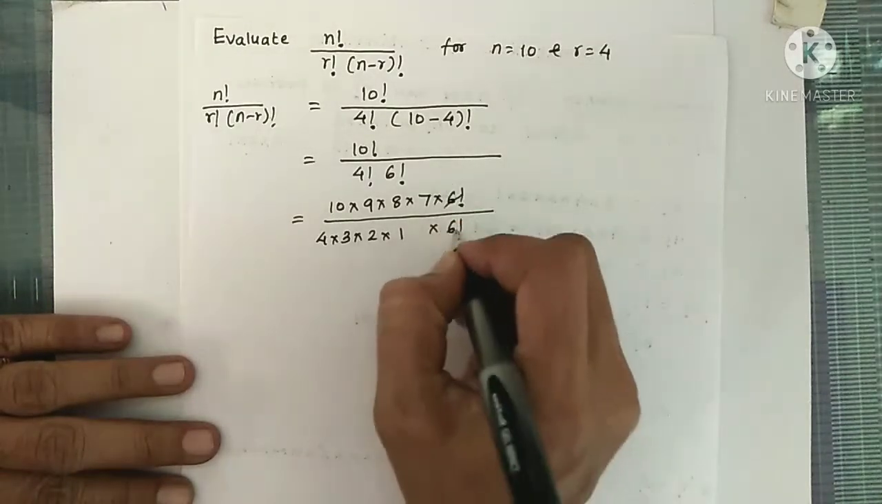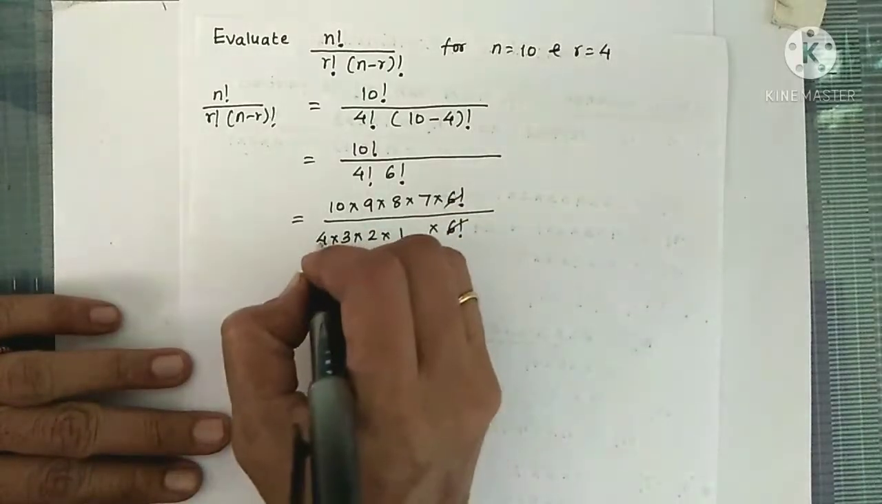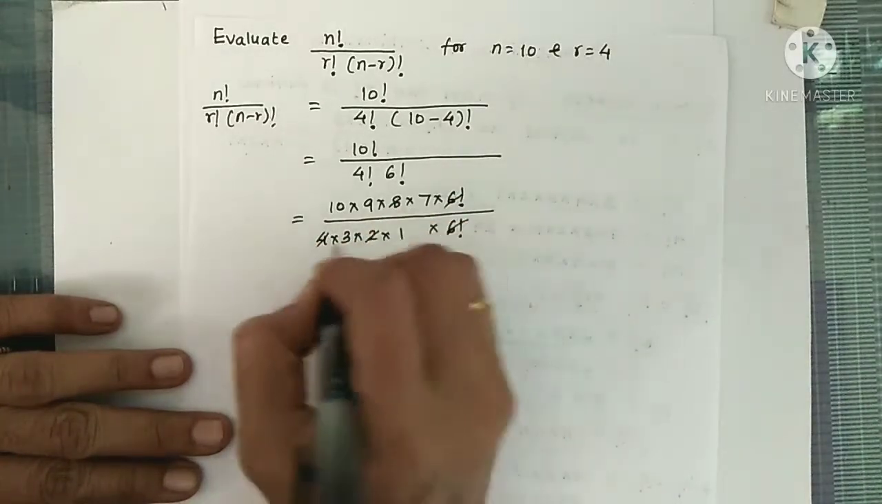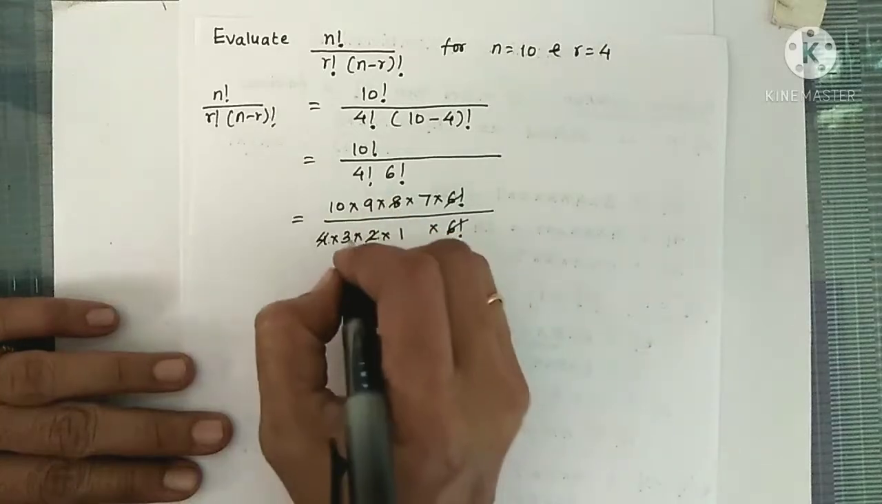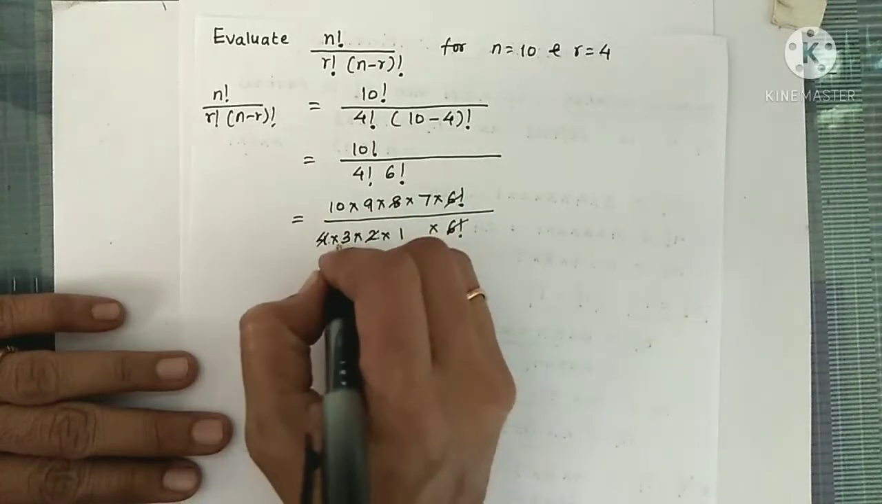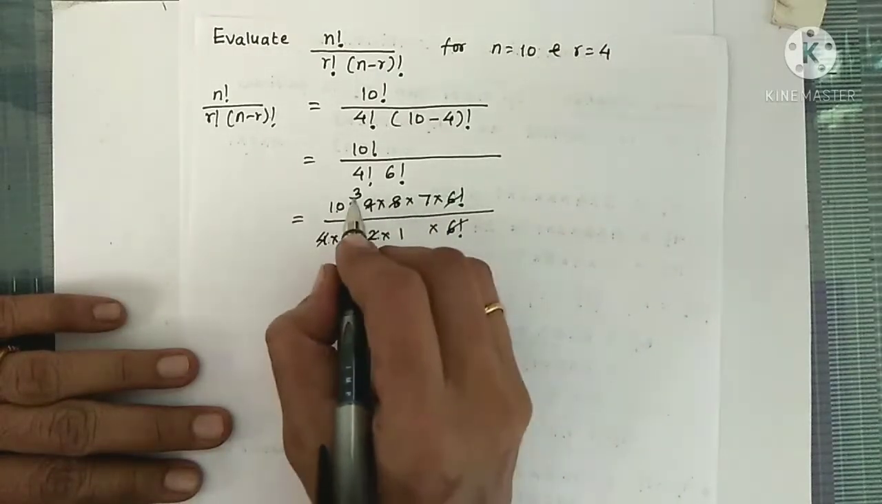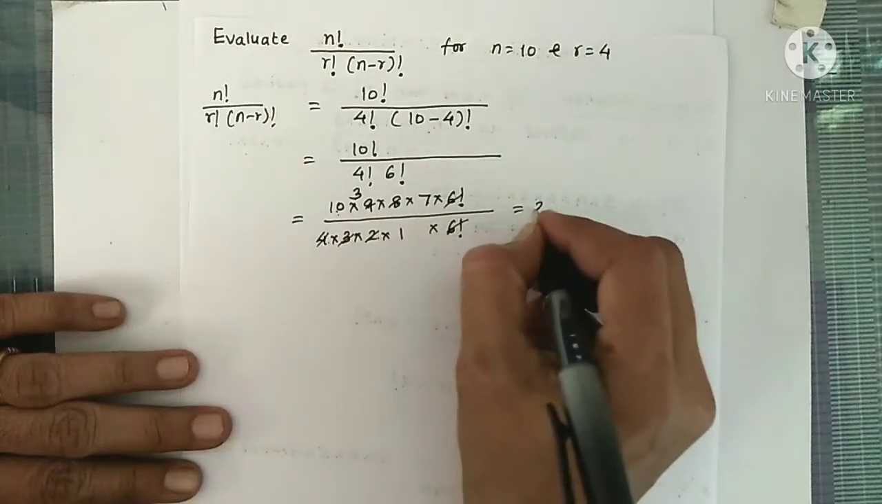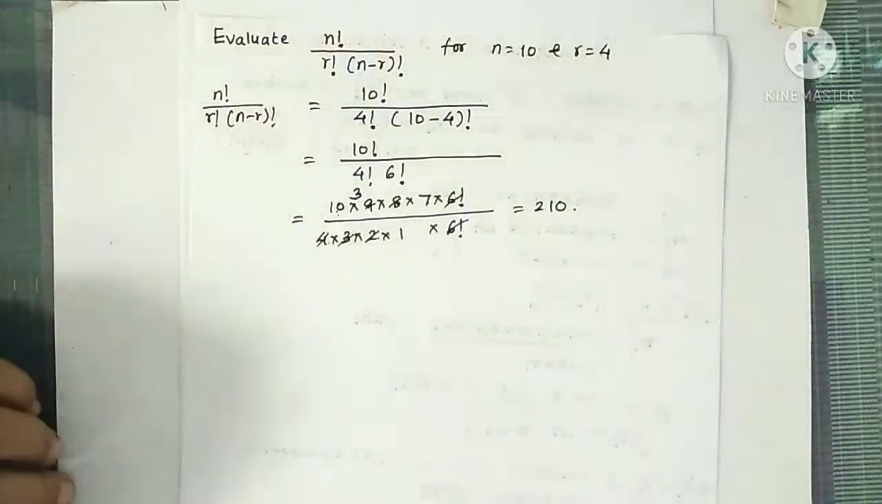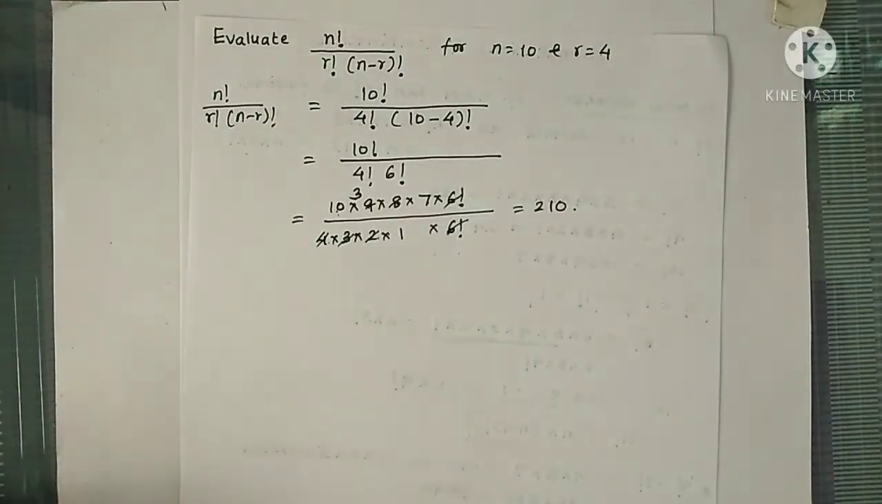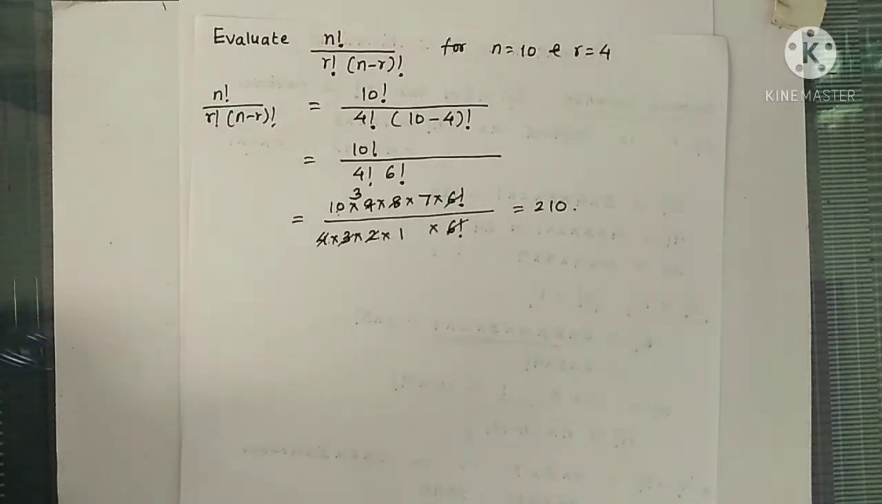So now we can cancel this 6 factorial. 4 into 2 is 8. So I am cancelling this 8 with this 8. And dividing this 9 by 3, we get 3. So here we have 7 into 3 into 10. That is 210. See, if you don't understand the calculation, just try to write down the values. Try to calculate it so that you will get the value.